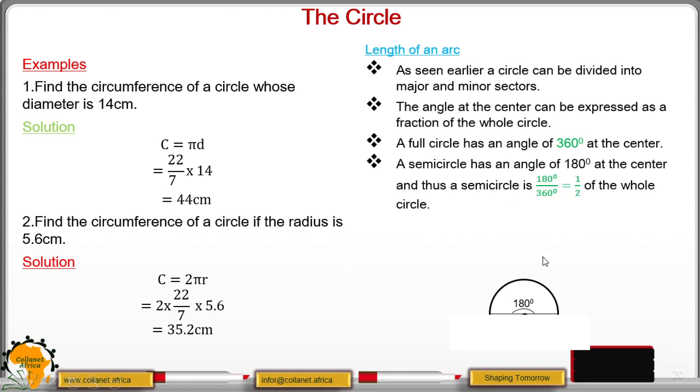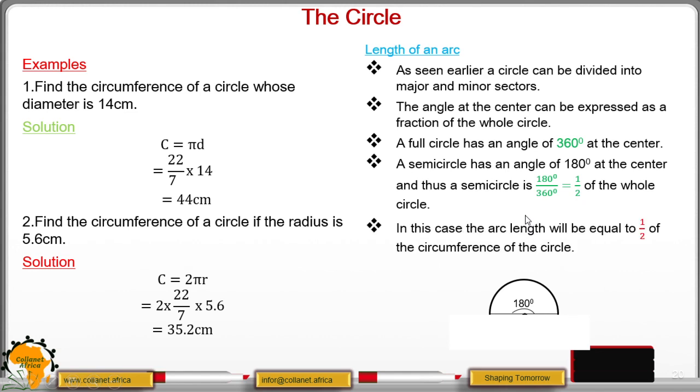But now when we consider a semicircle like this one, you have cut the circle into 2 halves. The angle between here is 180 because you've cut the other half. So the angle that is subtended by this arc is 180. So when we want to write this angle as a fraction of the whole circle, it will be 180 degrees divided by 360 degrees. And when you divide, you'll find that this will be a half of the whole circle.